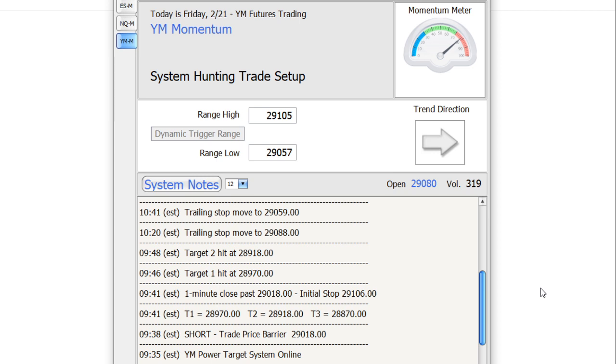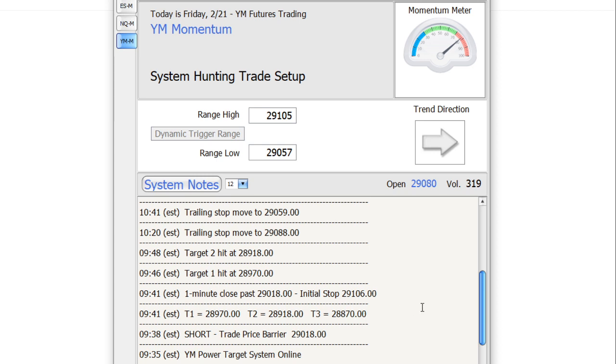And so I would encourage people to maybe even follow the YM when you're getting started, if you want to experiment a little bit, because the YM is a good instrument, and it's easy to get your head around because it trades in whole numbers, full points, right?